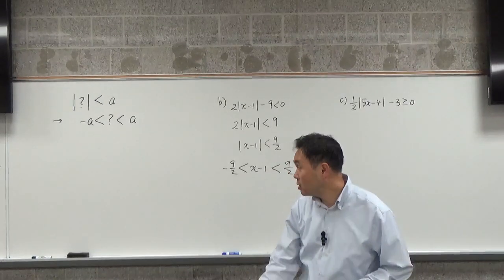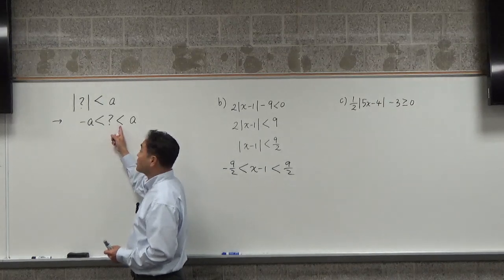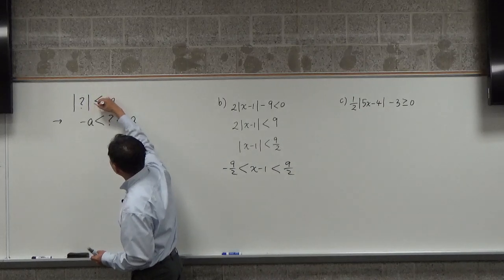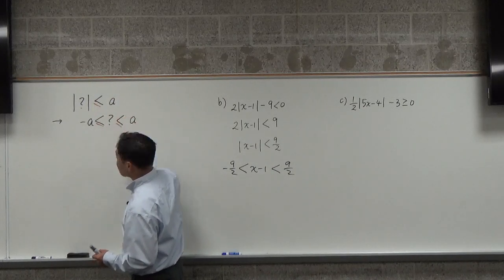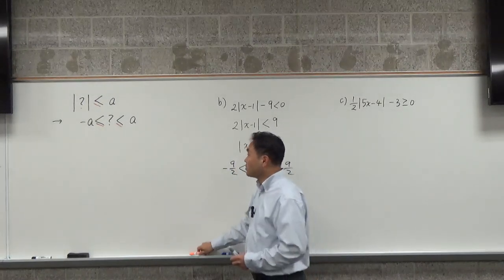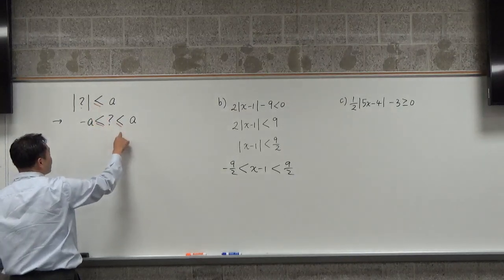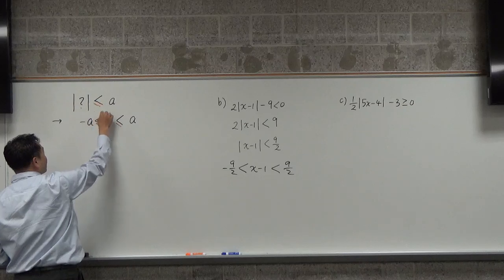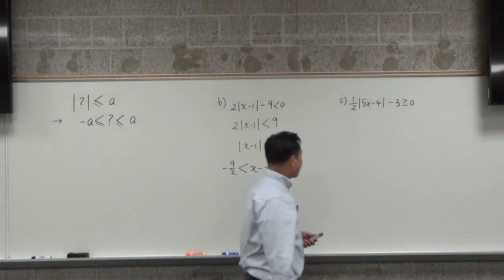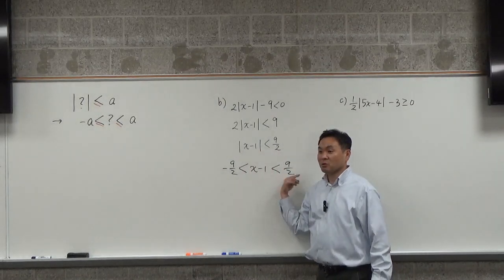Now, I'm only writing down strictly less because the original was strictly less. If the original one had an equal sign, then the other ones should also have an equal sign. Okay? So if you see an equal sign in there, then you put it. If it doesn't exist, then you only do strict. Okay? So that's the general rule, and that's what I'm applying here. Something absolute value is less than some number, therefore it's in between.